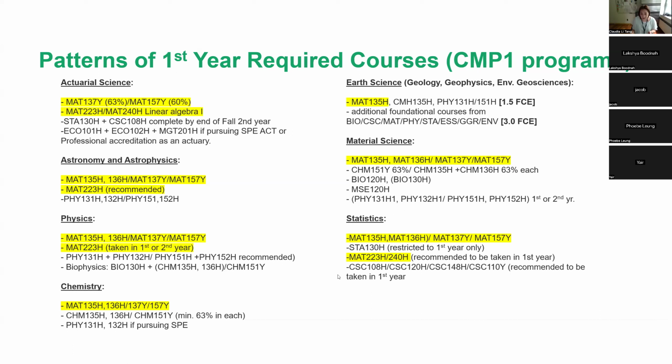Now for statistics, I just want to mention here, if you are really intending to apply for a stats major or specialist in your first year, then it's highly recommended that you do Stat 130 because you can only take it in your first year. So let's say you don't take it, it's fine. You will then need to take the second year statistics and then apply after your second year to get into the program.